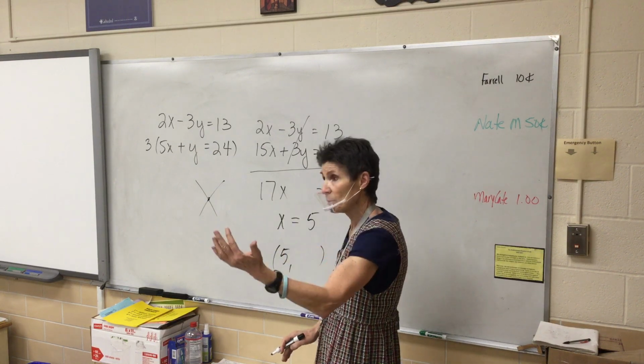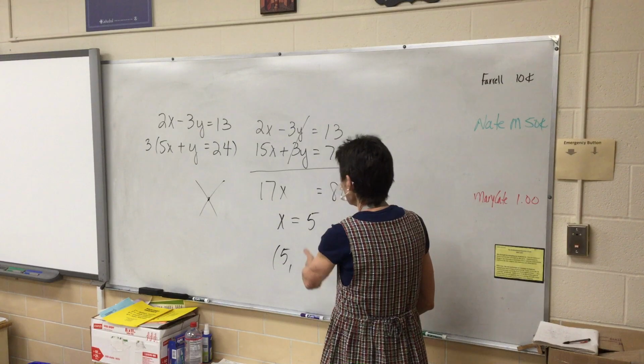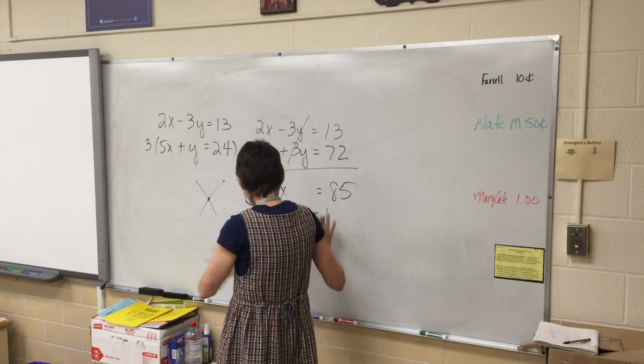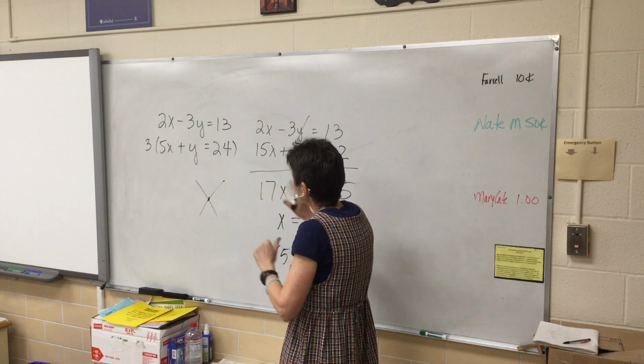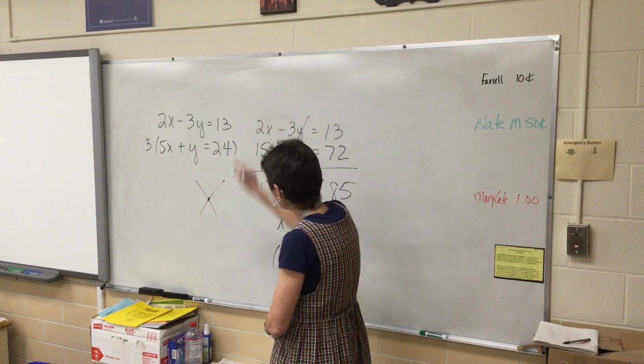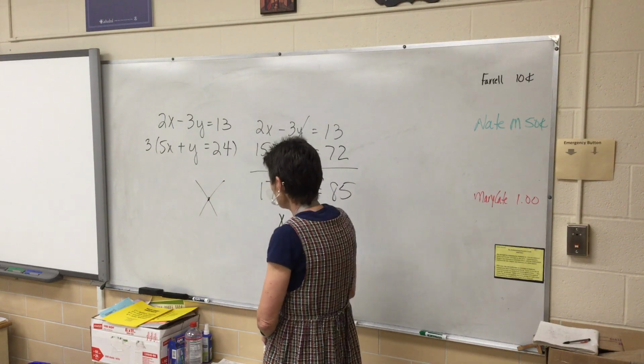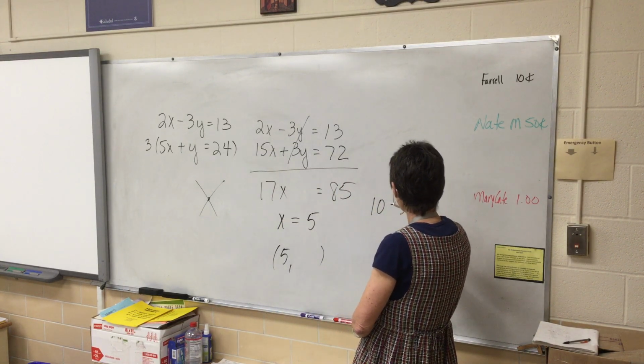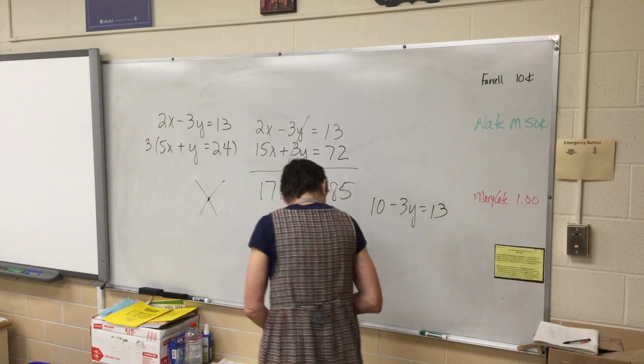Then we'll do exactly what we did yesterday. We take the 5 and plug it back in. And you can plug it in anywhere. It doesn't make any difference where you plug it in. If I plug it in my top equation, putting 5 in for the x, I'll have 10 minus 3y equals 13.